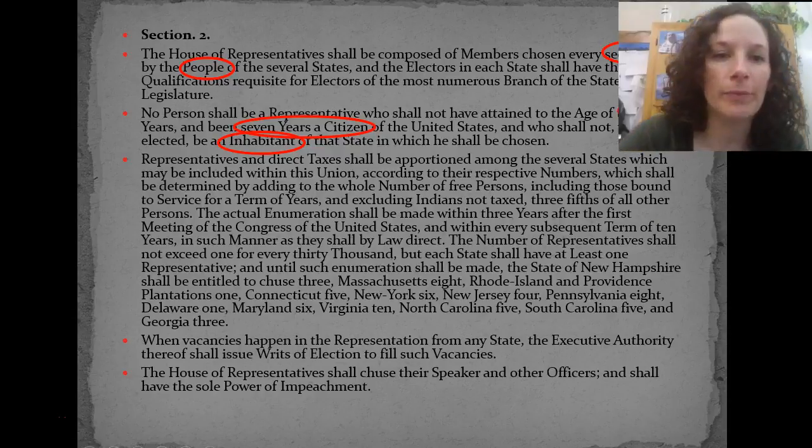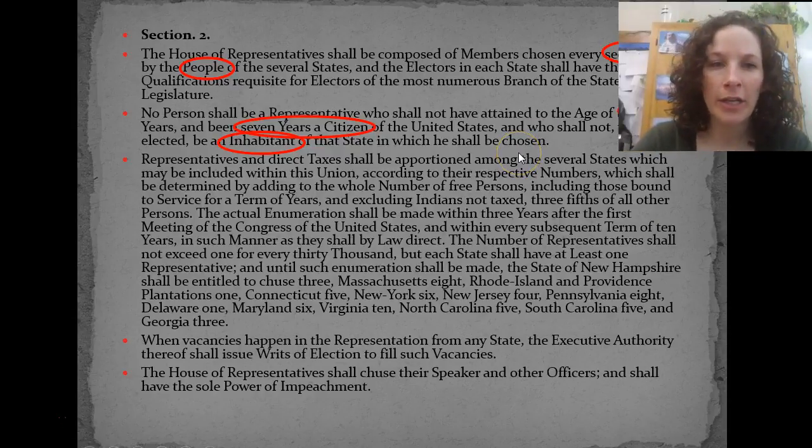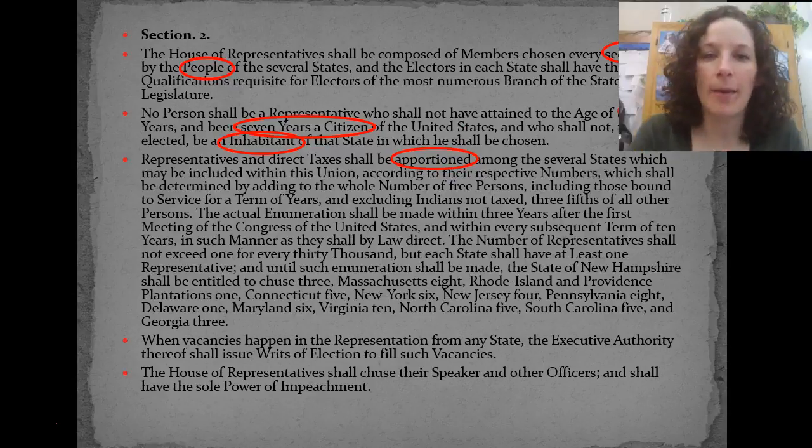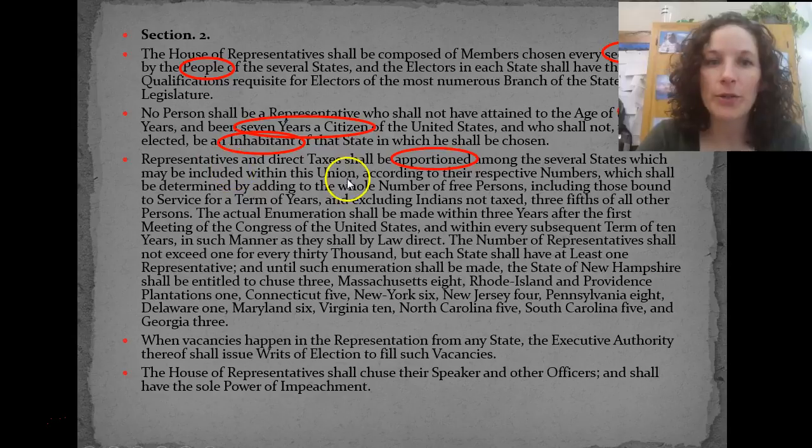Okay, now that you've read through it, what we hear is about how representation in the House will be apportioned. That's an important word, apportioned. Because we know from previous lessons that membership in the House is based on population, and it's laid out here. Representatives, that would be membership in the House, and direct taxes shall be apportioned among the several states which may be included within this union according to their respective numbers. So that wording there, numbers, refers to according to population.